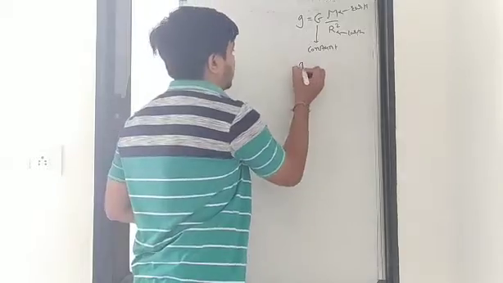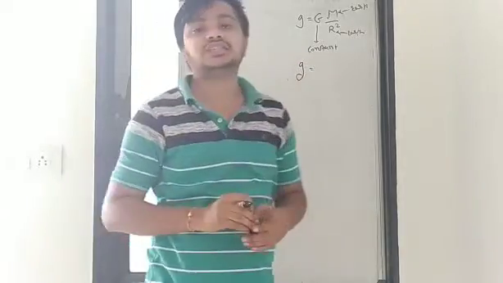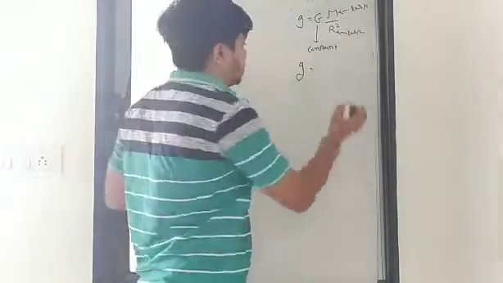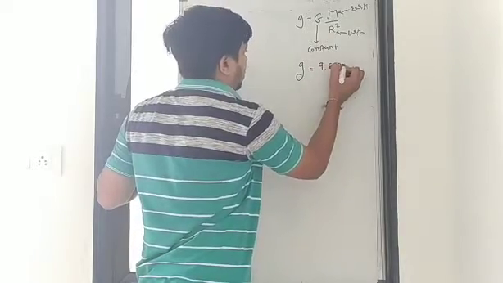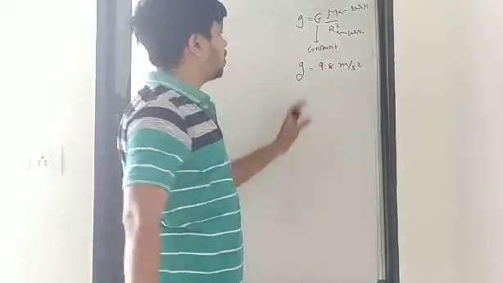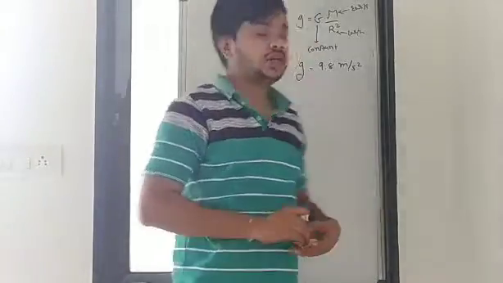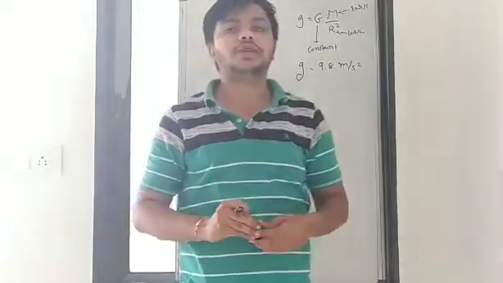So according to this, you can say that the value of g is also the same, which means it is a constant, taken as 9.8 meter per second square. So generally, the value of gravitational acceleration is 9.8 meter per second square.